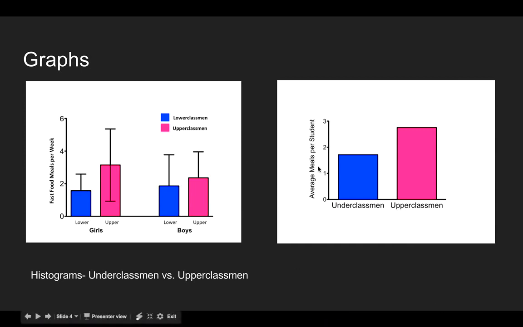They're both histograms, one more detailed than the other. This one compares girls and boys with the under and upperclassmen, for each gender. And this is a less detailed one that just has the underclassmen and upperclassmen. Also here, the standard deviation is shown. As far as this line goes up, that's the standard deviation. So you'll notice that the upperclassmen in both graphs tend to eat more fast food than the underclassmen, especially the girls. So yeah.